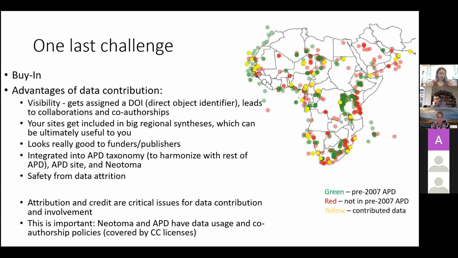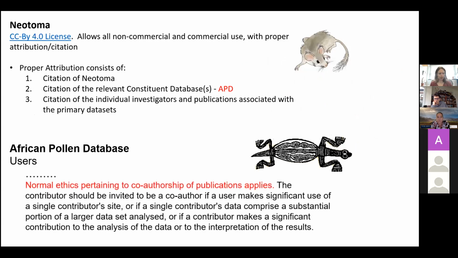contribution. And I'm not going to go through these data usage policies, but I did want to mention them because I do think they're important for a big project like this that might be leveraging some of these larger holdings within these databases. Regarding citation, there are data usage policies both on the Neotoma website and the African Pollen Database website about citation of databases, PIs, as well as policies for co-authorship and a rule of thumb for co-authorship.